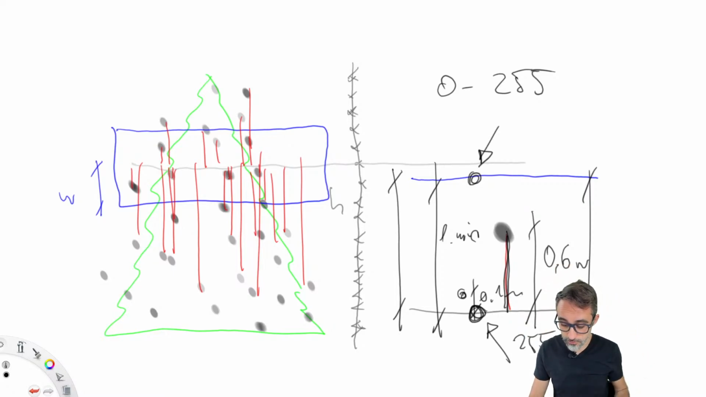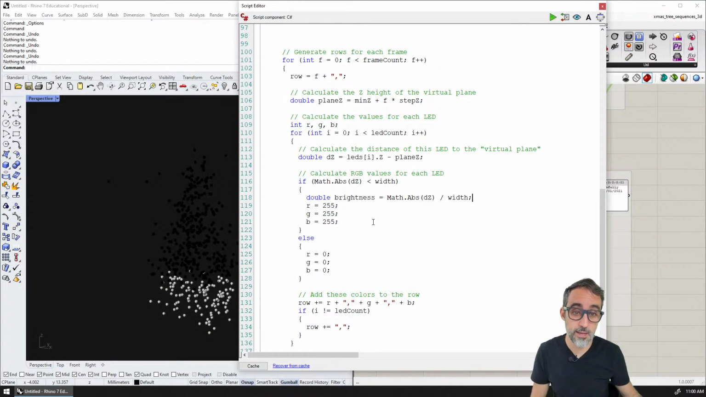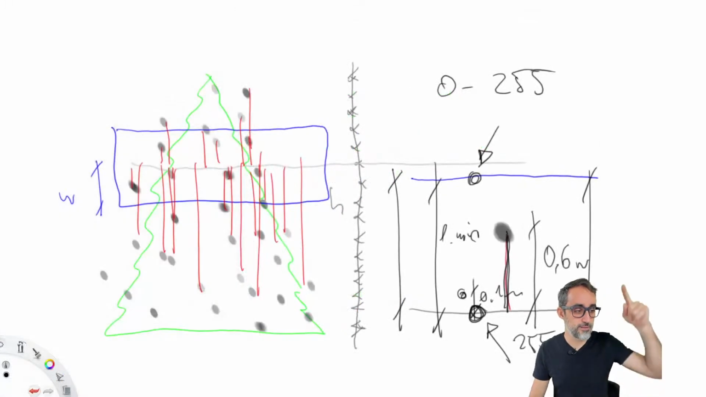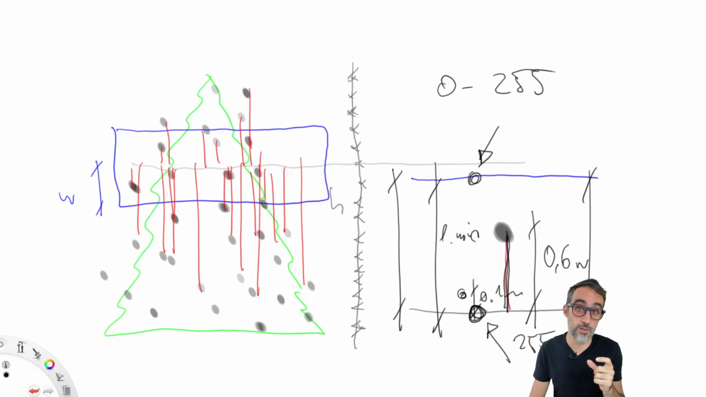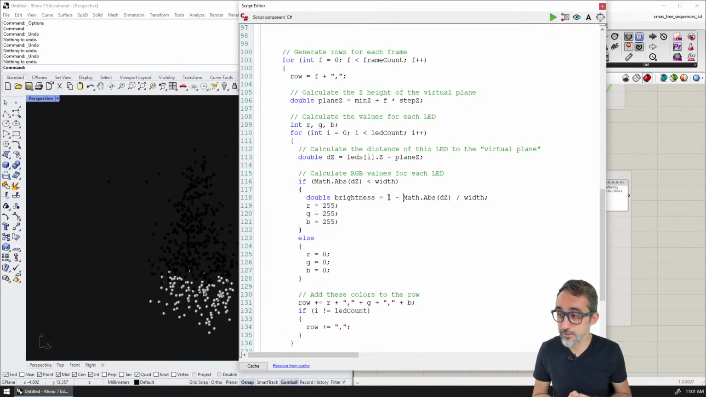So what I need to do is invert that by saying 1 minus that value. If I do that, then values that are close to the width will give me 0, and values that are close to the plane will give me values of 1. And then the only thing that I need to do is multiply this whole thing, which goes between 0 and 1, by 255. And so that's going to be the value of the brightness.